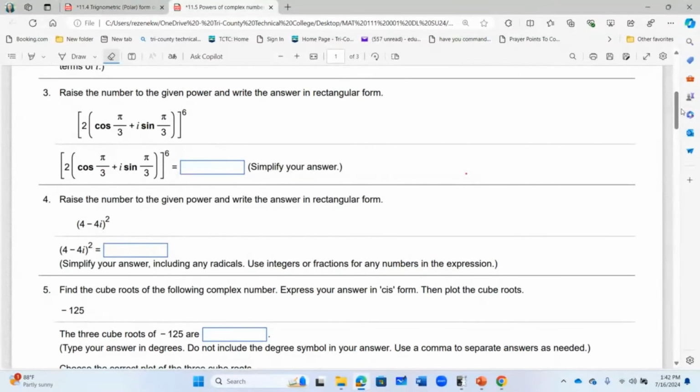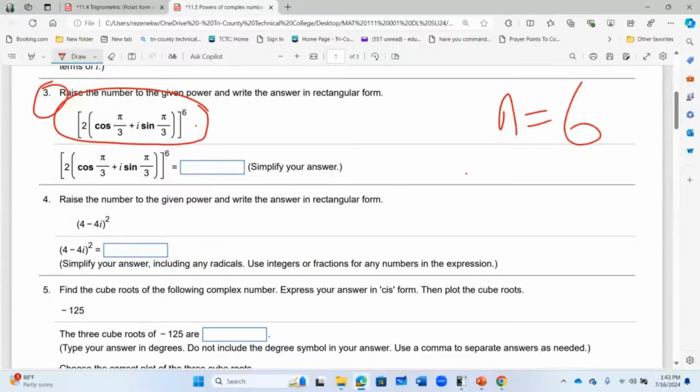All right, so let's go back to this question number 3. Question number 3, we have a complex number in trigonometric form or polar form, and the power n is equal to 6. So I want to apply the Moivre's theorem immediately. That's the Moivre's theorem. The power, how to expand this. It is already in polar form, so no problem.